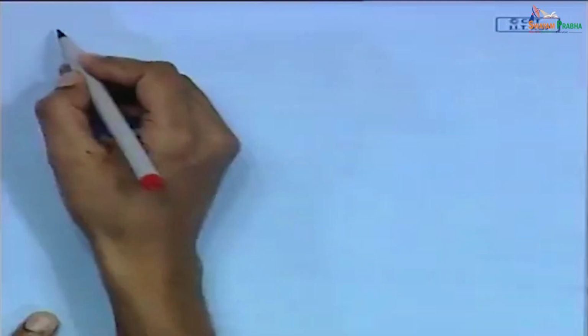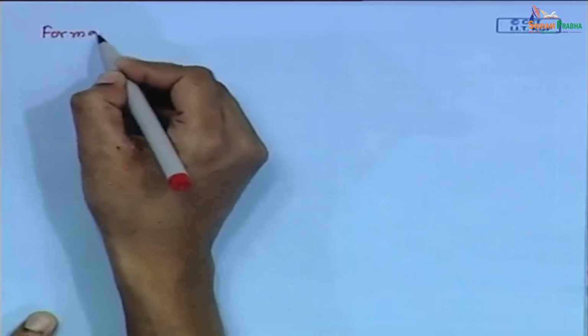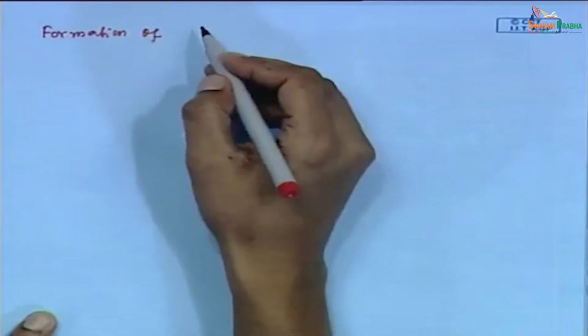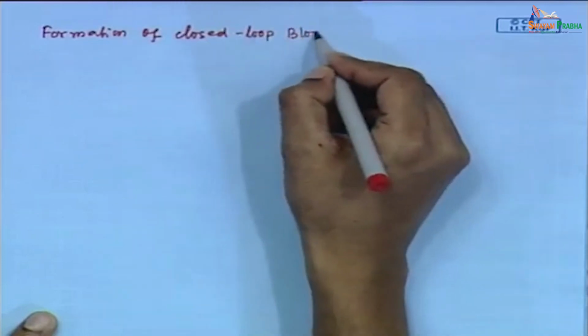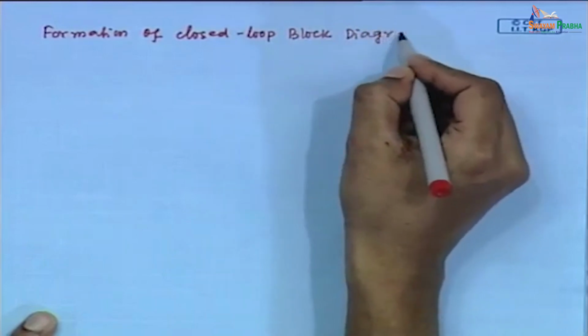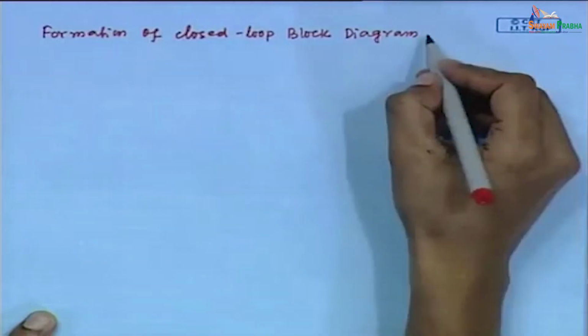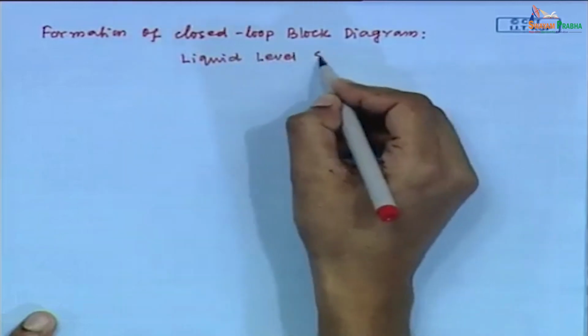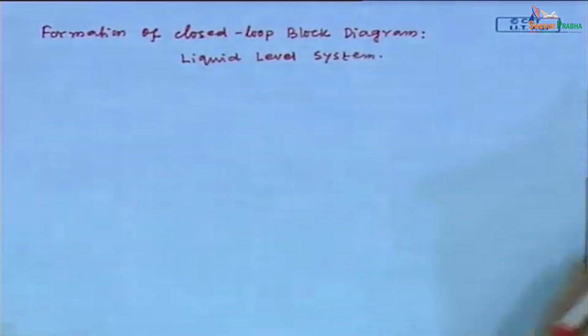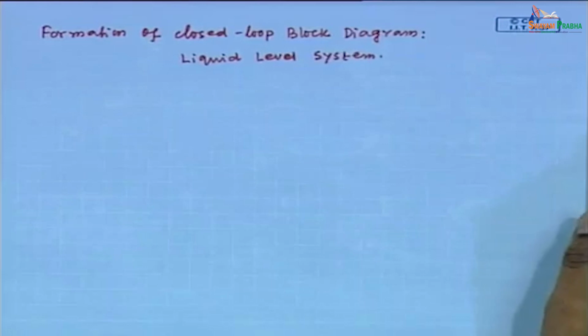So, next we will consider one example to discuss the formation of the closed loop block diagram for a liquid level system. We will discuss the formation of the block diagram for a liquid level system. So, first we will draw the schematic of the liquid level system.